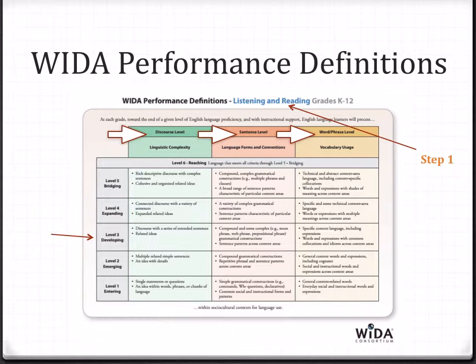Then, find the corresponding proficiency level along the left-hand side. This will then tell you what students are able to process or produce at the discourse, sentence, and word or phrase level. Consider how you can use this information to inform your instruction and move students to the next proficiency level.